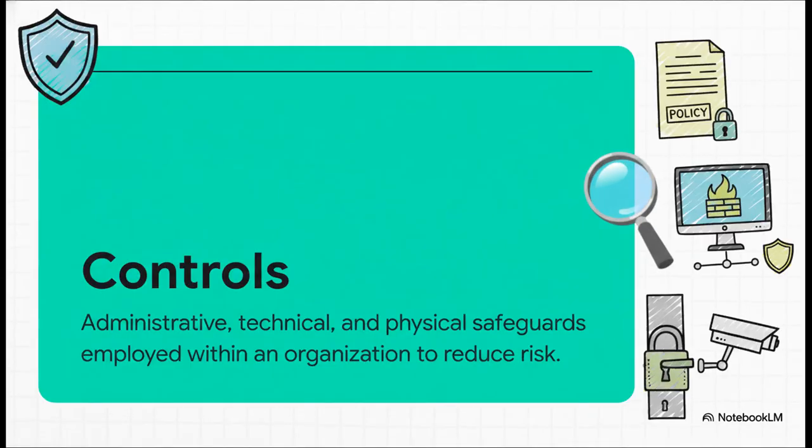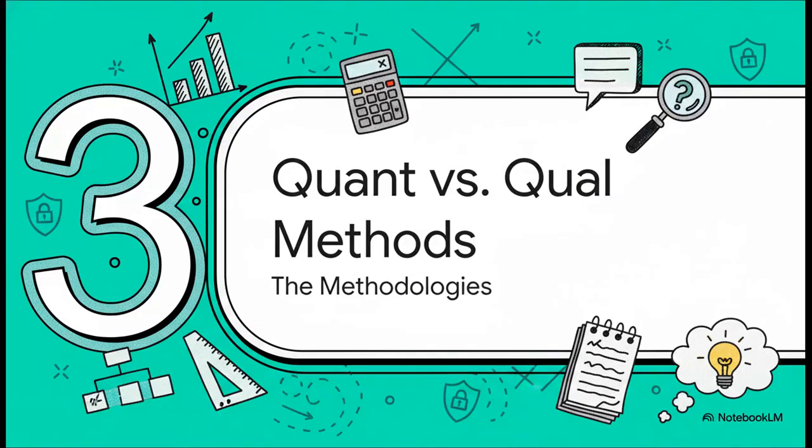And finally, how do we fight back against threats and vulnerabilities? We use controls. These are the administrative, technical, and physical safeguards employed within an organization to satisfy privacy requirements. Controls are, very simply, the protective measures we put in place to lower the risk. They can be administrative, like having a good security policy. They can be technical, like firewalls and antivirus software, or they can even be physical, like putting locks on server room doors.